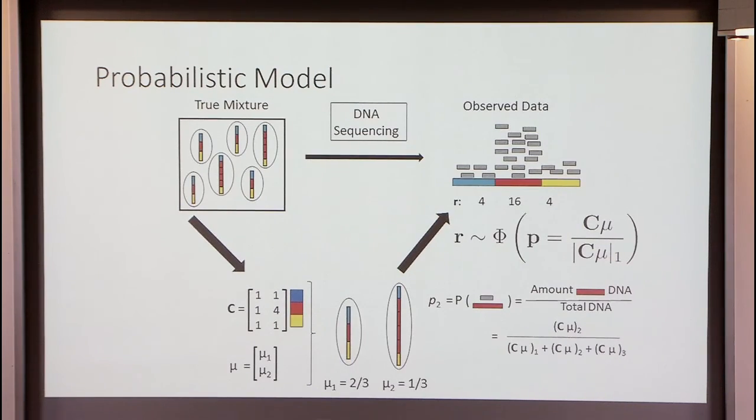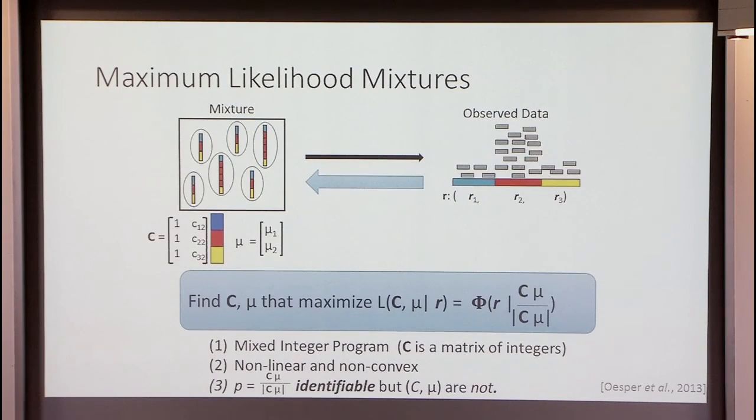And here's exactly where this identifiability problem comes in, because what we'd like to do is invert this, look at our observed data, look at our read depth, and try to find the mixture.